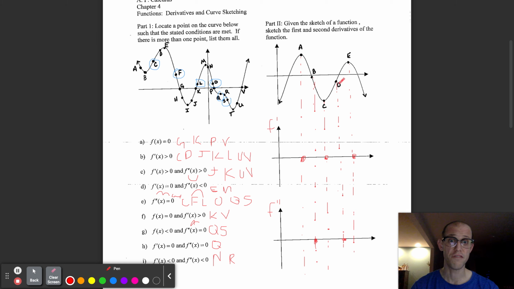B and D are inflection points. So at B, my second derivative needs to be 0. At D, my second derivative needs to be 0. And now the rest of it, I'm going to sketch in.